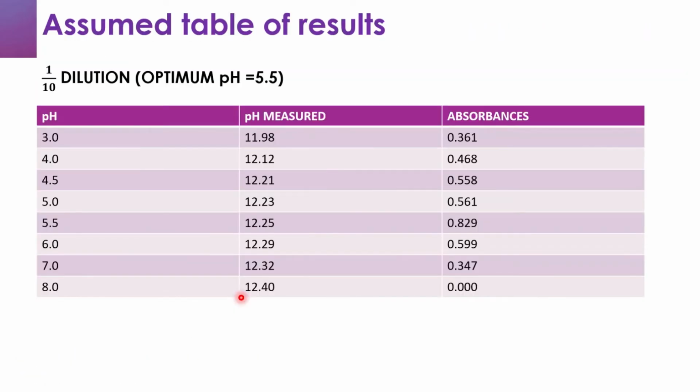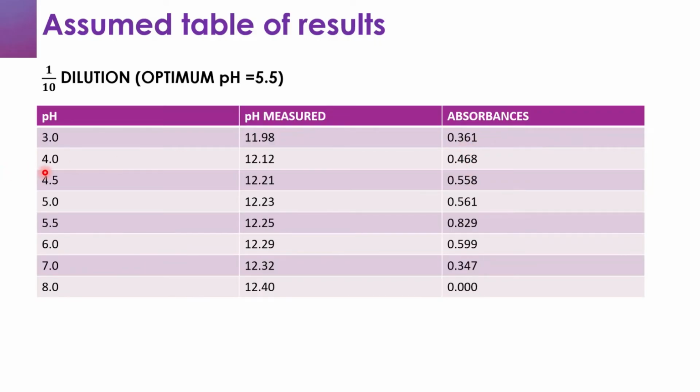So now let's see the assumed table of results. We did a 1 in 10 dilution. This is a table showing the pH values, the measured pH with the pH meter, and the obtained absorbance value. From the table we can see that at pH of 3, the measured pH was 11.98, and this is as a result of the presence of the 5.5 ml sodium hydroxide, and the absorbance value is 0.361.